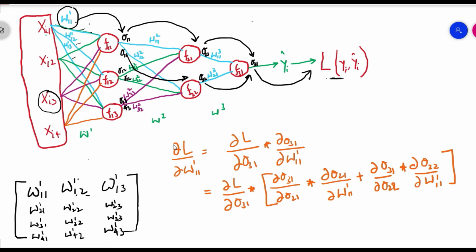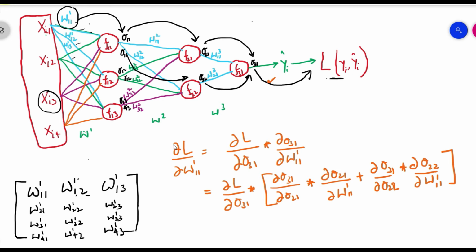Okay. So by mentioning ∂L/∂O31 we covered this part. Then we need to differentiate ∂O31 with respect to ∂W111. So now we need to break this part to determine the rate of change of output O31 with respect to W111.